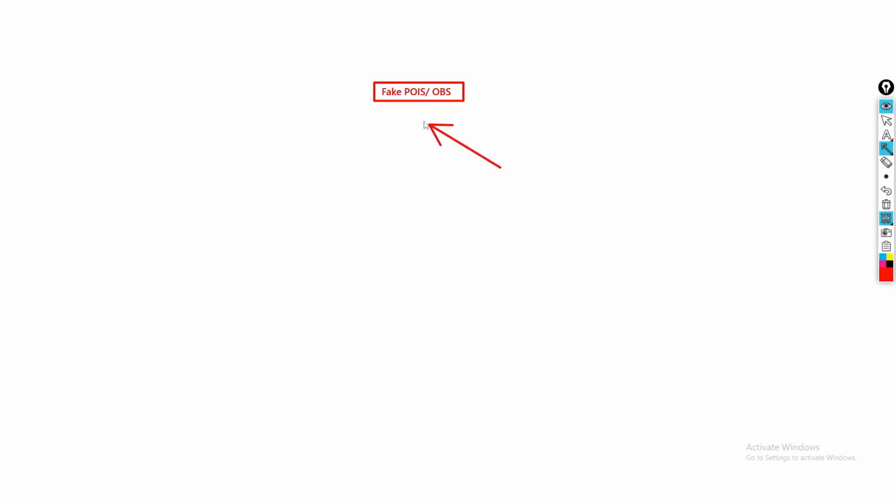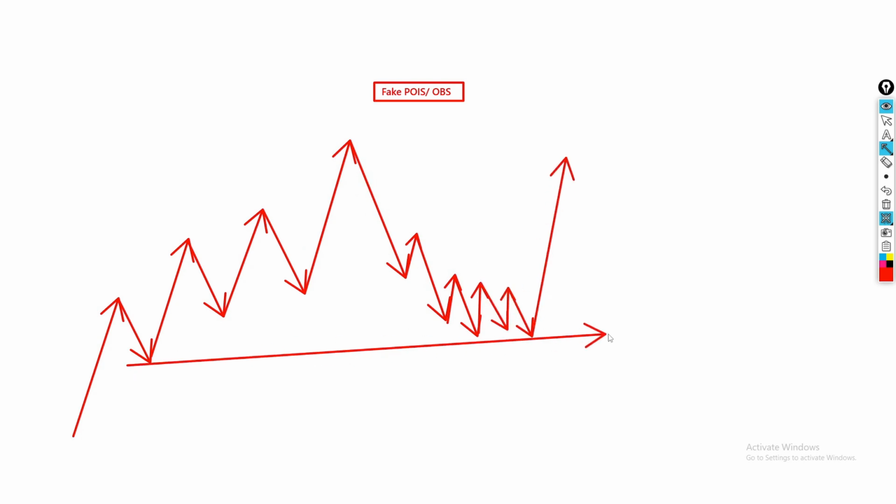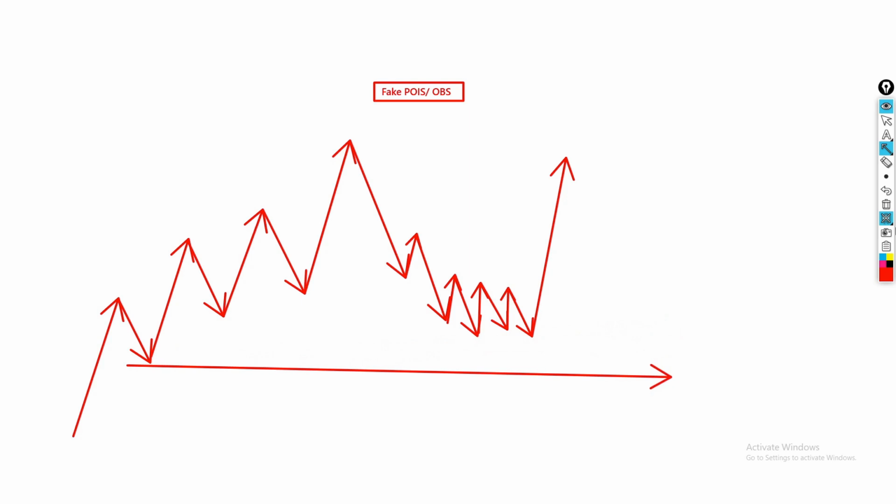So if we are discussing fake points of interest and order blocks, what you want to understand is that you want to be avoiding those that are sitting on liquidity. And this is pretty simple, but people still fall for the same trick over and over, right? If you have a market like this, let's say pushing up, now we come back down, and you see we created some sort of trendline liquidity over here, potentially double bottom liquidity, session liquidity, whatever it may be.